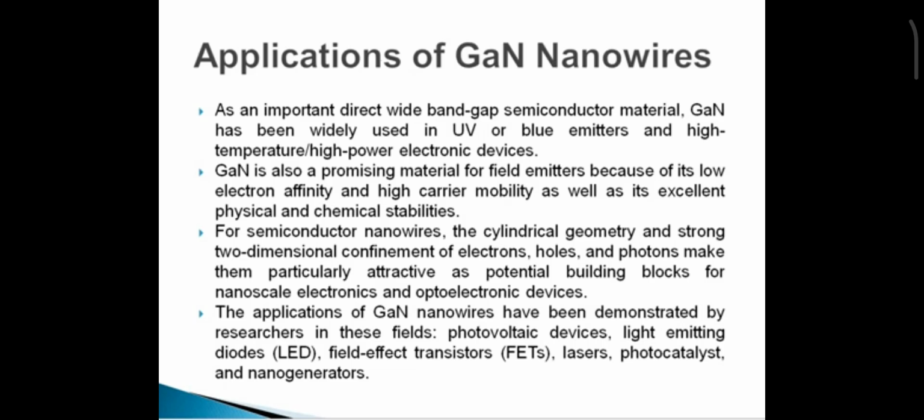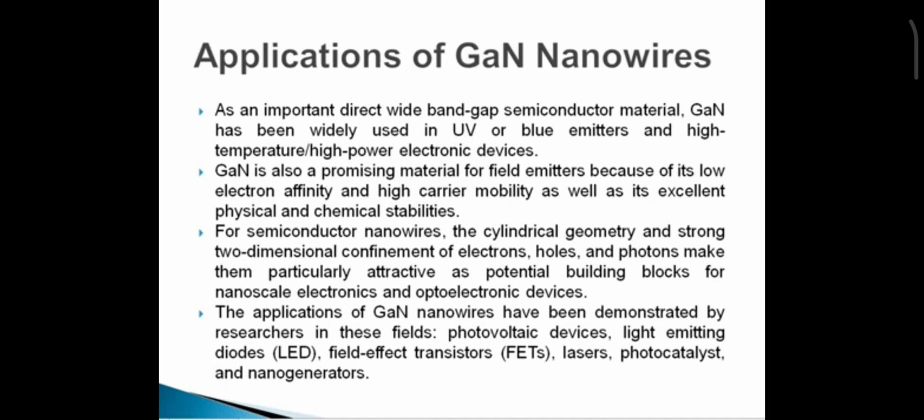Next, for semiconductor nanowires, the cylindrical geometry and strong two-dimensional confinement of electrons, holes, and photons make them particularly attractive as potential building blocks for nanoscale electronic and optoelectronic devices. The applications of gallium nitride nanowires have been demonstrated by researchers in these fields: photovoltaic devices, light emitting diodes, field effect transistors, lasers, photocatalysts, and nanogenerators.